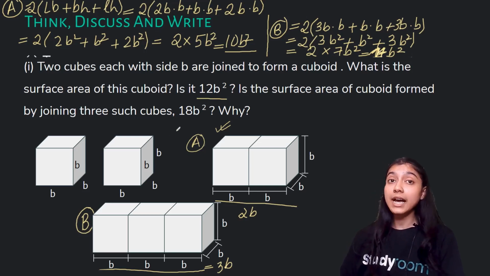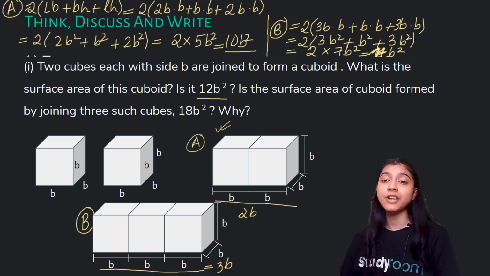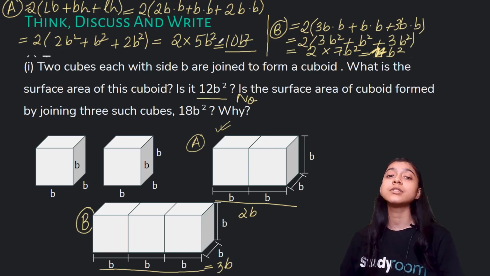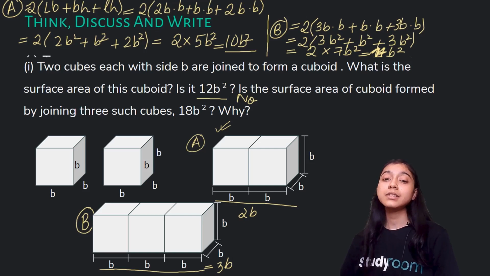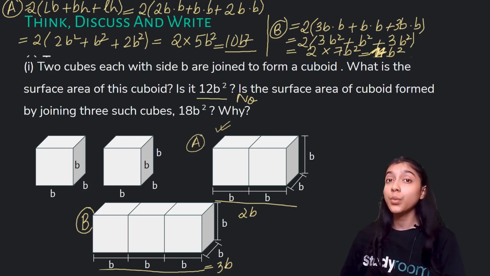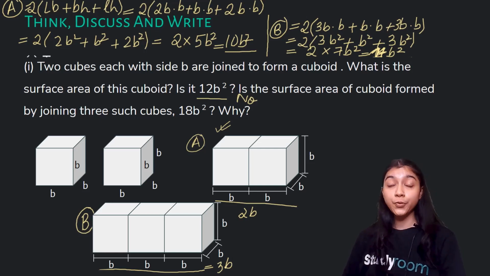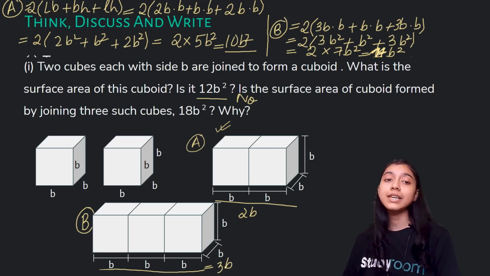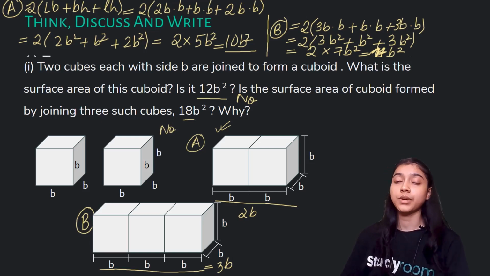So the question that was asked over here was that in the first case, is the total surface area 12b square? The answer will be no. The total surface area is not 12b square. Instead of that, the total surface area is 10b square. And in the second case, the question asked was, is the total surface area of the cuboid formed by joining 3 cubes 18b square? So again, the answer will be no, the total surface area is not 18b square, rather it is 14b square.